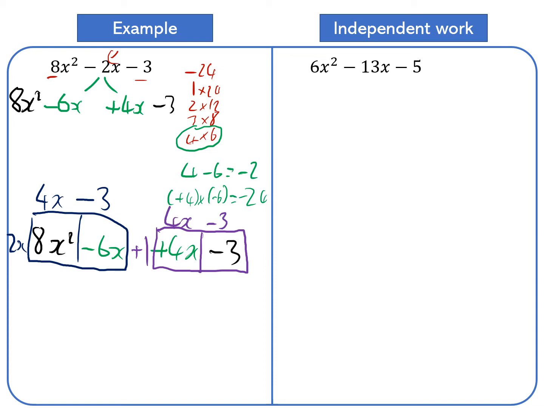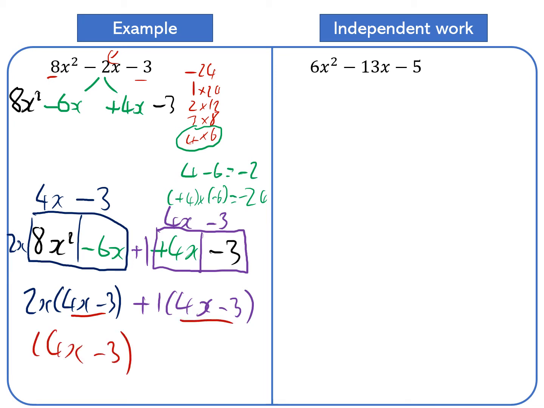So we write that out again. 2x bracket 4x minus 3, write out in bracket form, plus 1 bracket 4x minus 3. This was the same, which was important. And then we get our second bracket out, like so.